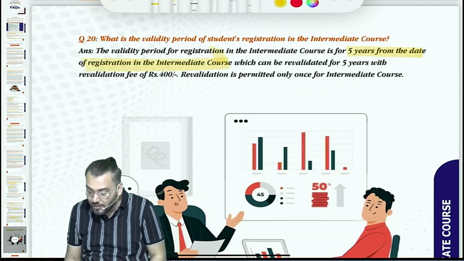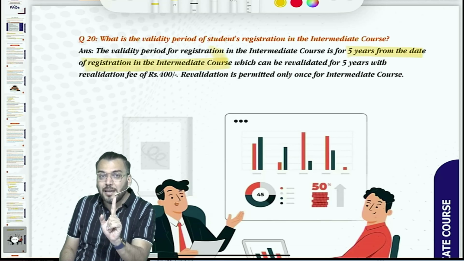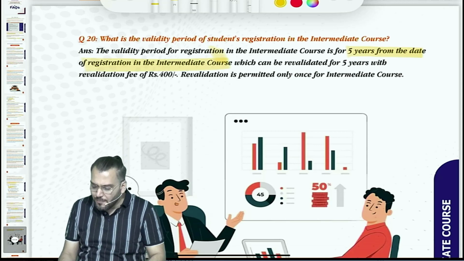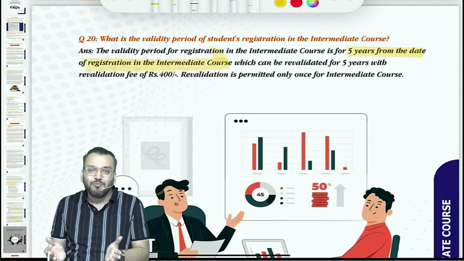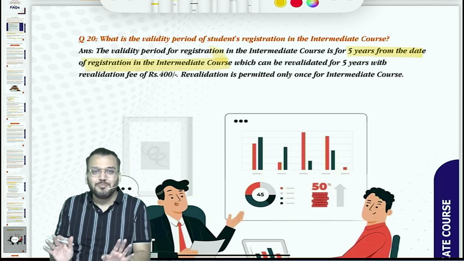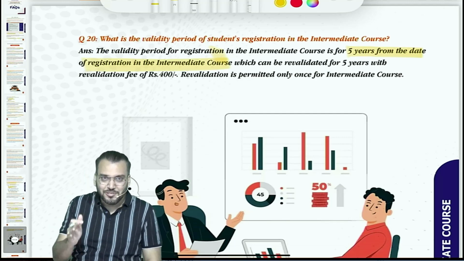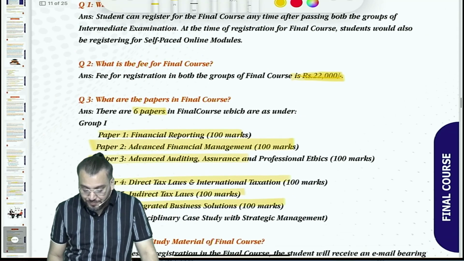So revalidation is permitted only for the intermediate course, only once, means one-time revalidation is permitted after paying a fee of 400. Correct. But of course we should be able to pass the intermediate exam before 5 years only, so revalidation I don't think will be needed. This is an important point for you. Correct? Okay sir. Now coming to the final course.